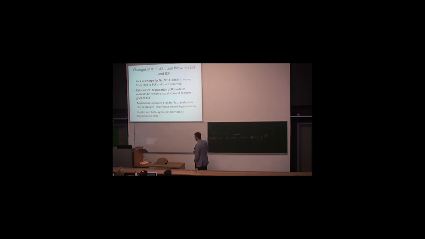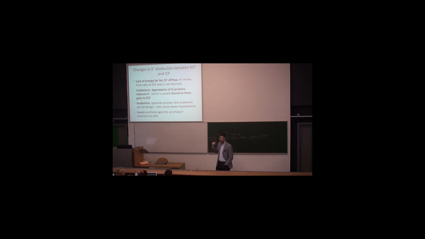Another process that stands behind the distribution changes is catabolism and anabolism of the proteins. If you have a protein inside a cell, on this protein you have bound some ions at the side chains, and that can be, for example, potassium. If you degrade the protein and burn it to amino acids to gain energy, to gain glucose, then of course the potassium will be released from the proteins also, and as the result, this potassium will be released to the extracellular fluid.